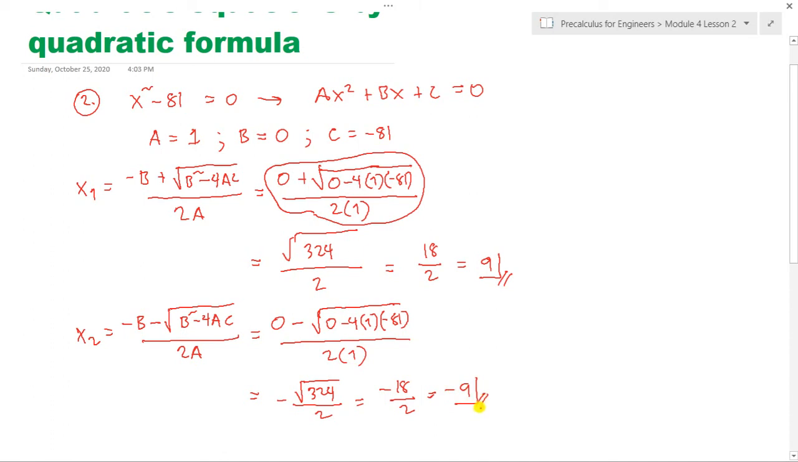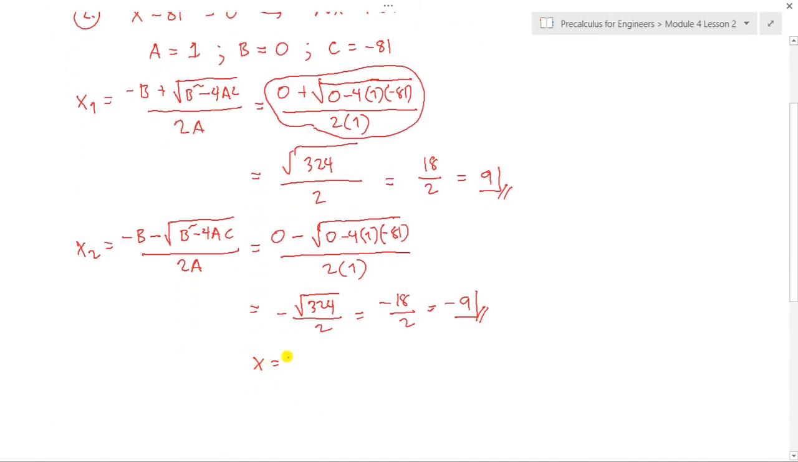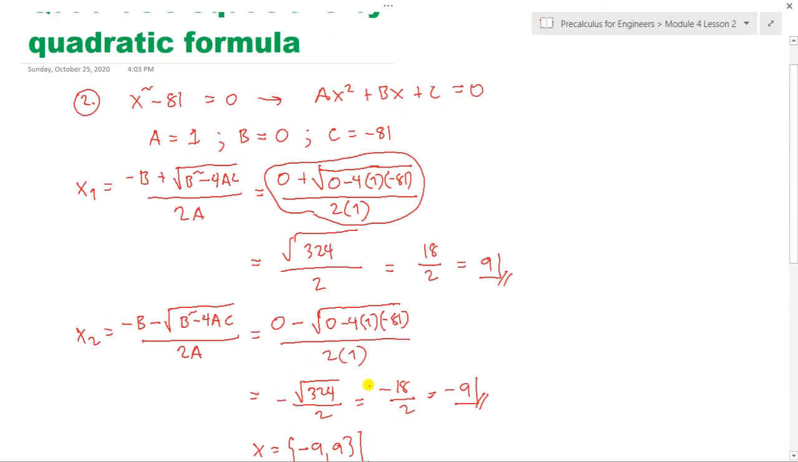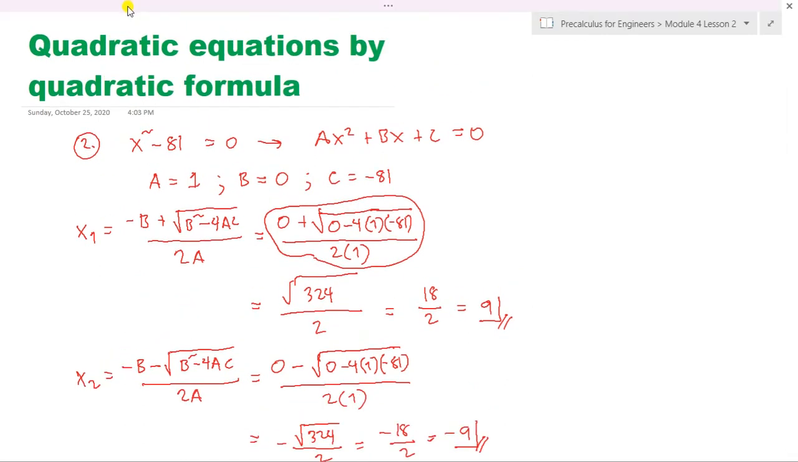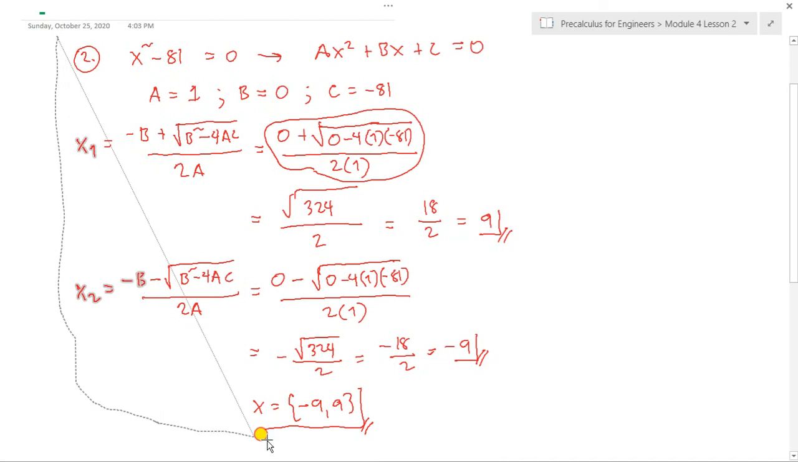So therefore, the roots or the solutions of our quadratic equation are the elements negative 9 and positive 9. You can verify this by plugging it back into our original equation. So just remember the formula, class. So let's try the last example.